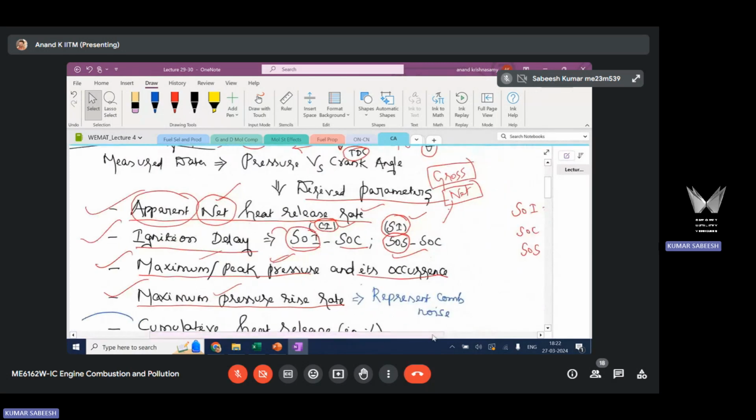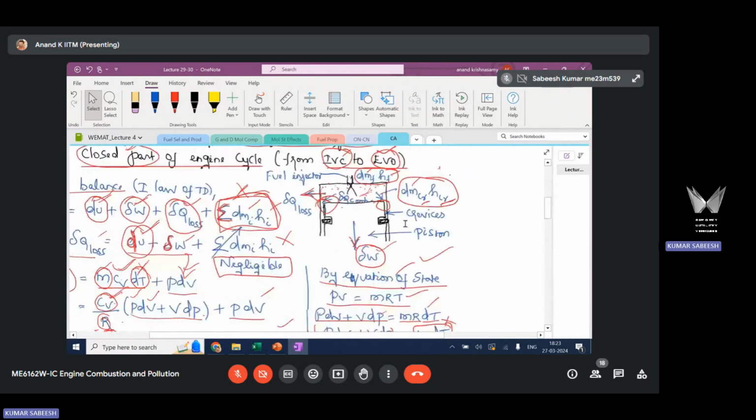So this is how you get start of injection for a CI engine. For SI engine, start of spark discharge, you know. So you are deciding the spark discharge time. Okay, now let us look at how we can get the start of combustion information. There are different criteria followed to get start of combustion information. I will discuss all those criteria.